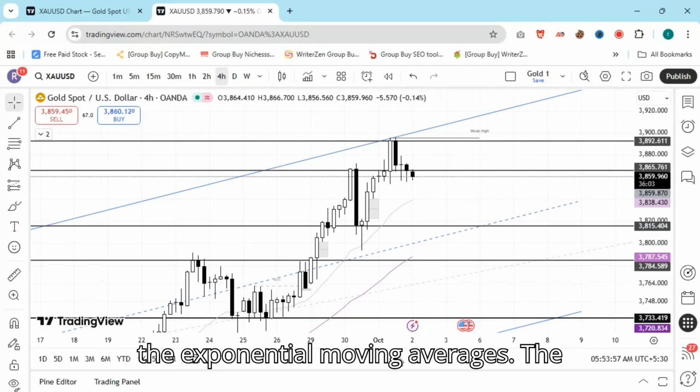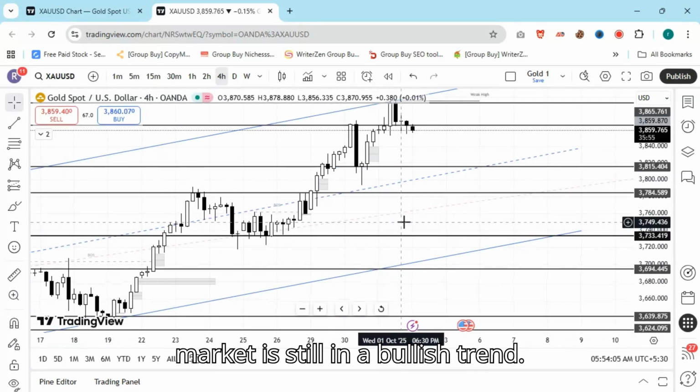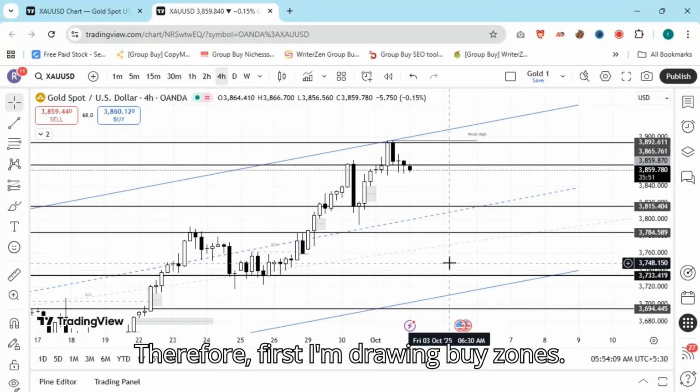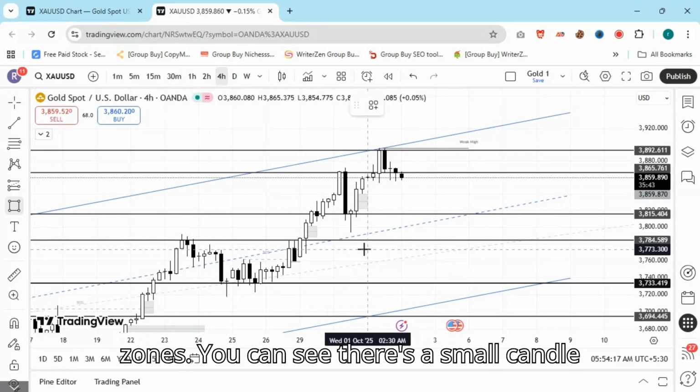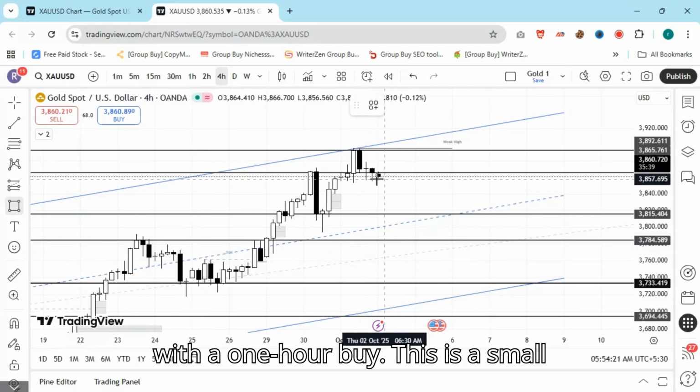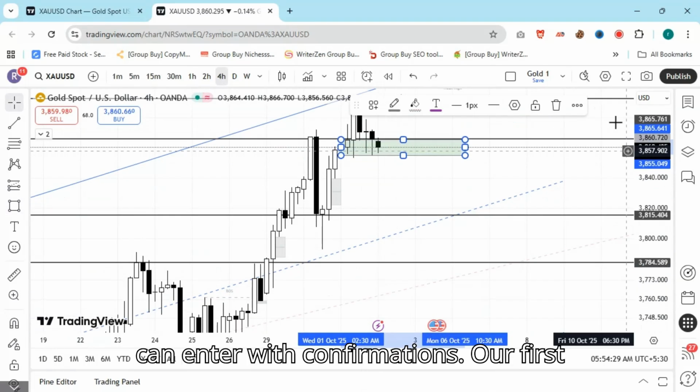I will hide the exponential moving averages. The market is still in a bullish trend. Therefore, first I'm drawing buy zones. We can see there are a couple of good buy zones. You can see there is a small candle with a 1-hour buy. This is a small opportunity. If we see any pullback, we can enter with confirmations.